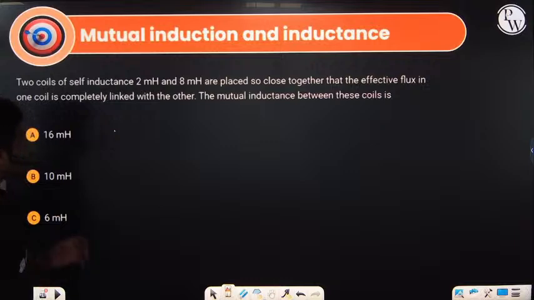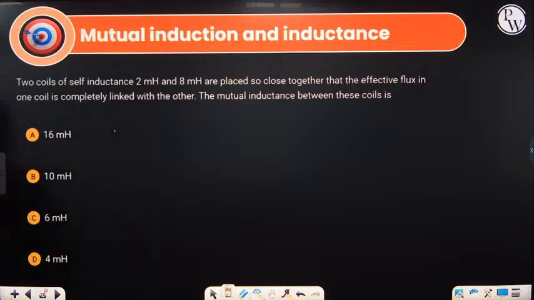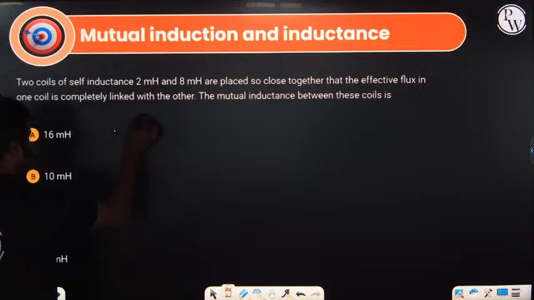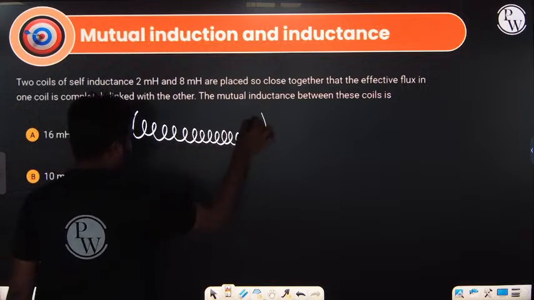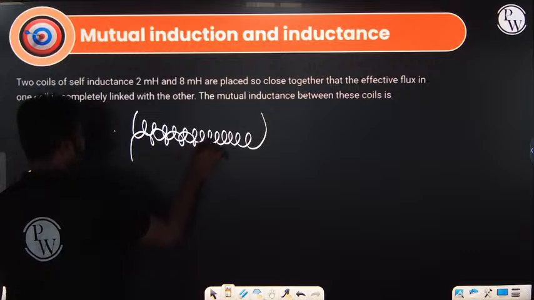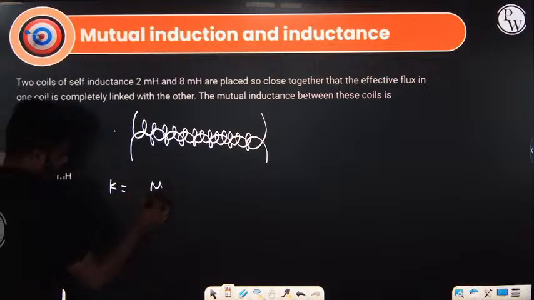Two coils of self-inductance 2 millihenry and 8 millihenry are placed so close together that effective flux in one coil is completely linked with the other. So here we define one particular term, that is coefficient of coupling. What is coefficient of coupling? The coefficient of coupling K is given by M divided by under root L1 into L2.